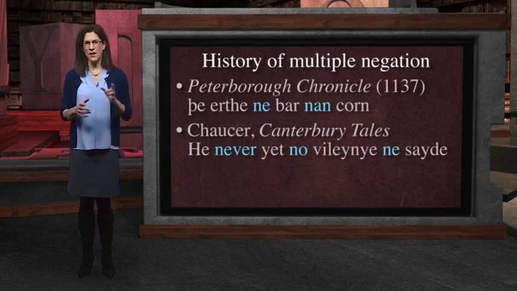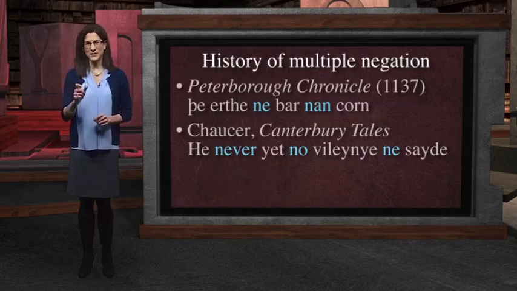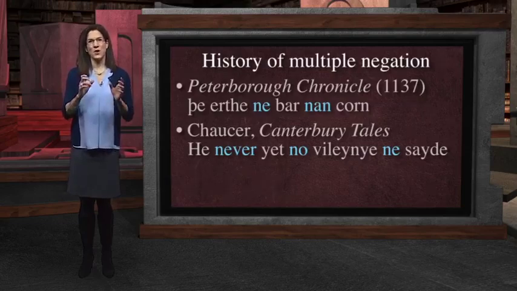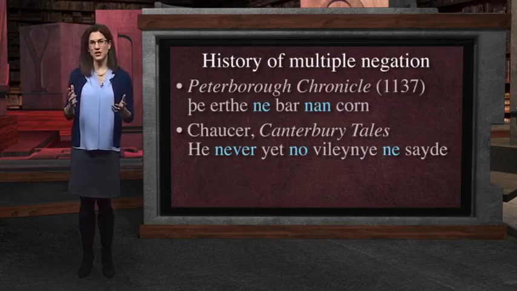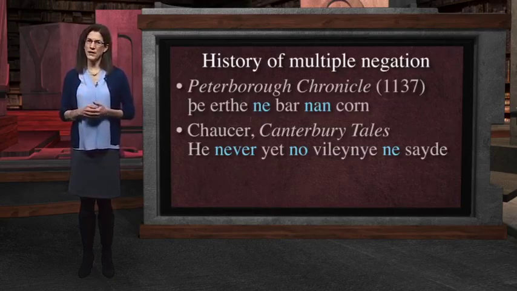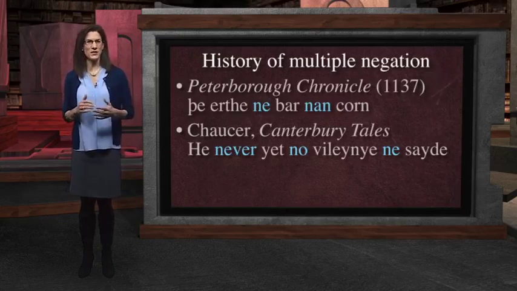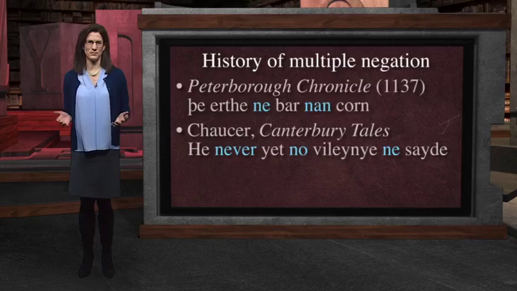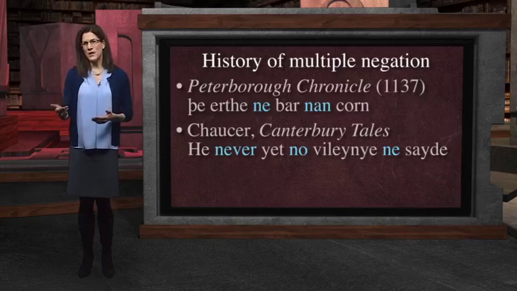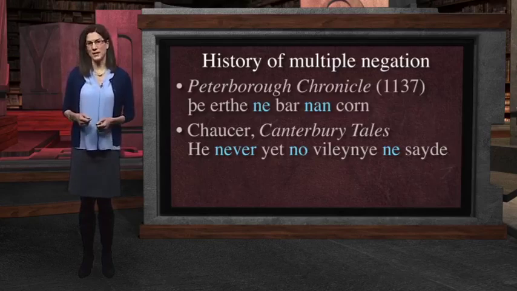Okay, so there we have never. We also have no and ne. So we, in fact, have triple negation. If we were to translate it directly, it would be something like, he never, no evil thing not said. Or, to translate it into modern standard English, he never ever said anything vile or evil. Those three negatives in there, we probably should read as just emphatic.